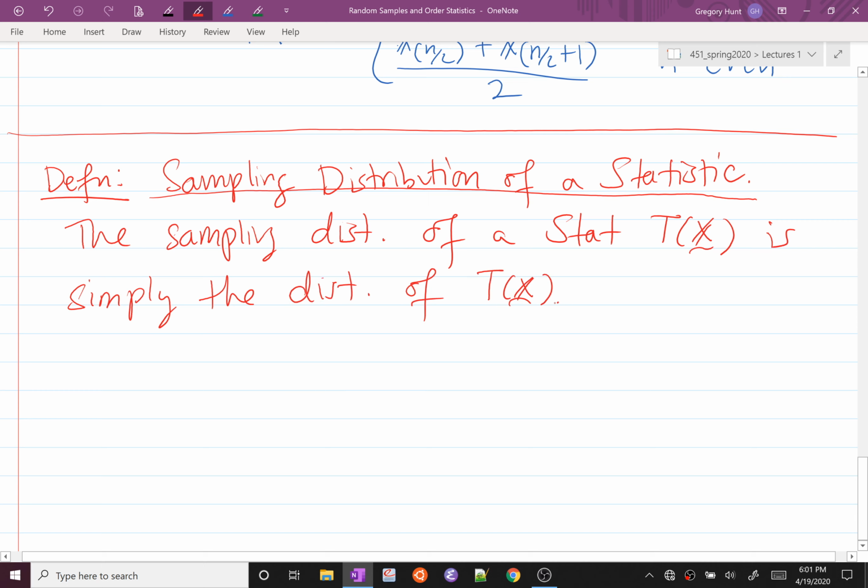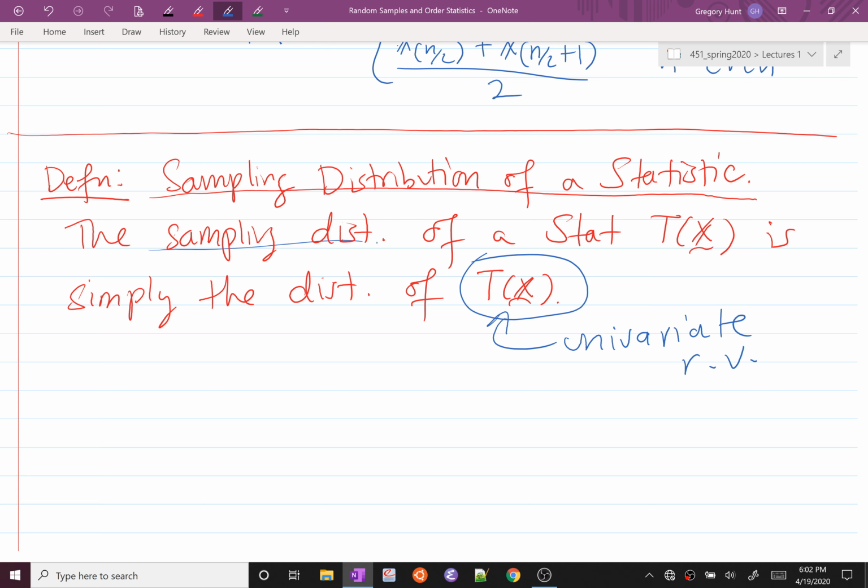When you get to advanced statistics courses, you don't really use the word sampling distribution. You just know X tilde is a multivariate random variable. T of X tilde is a function of that. So this thing is a univariate random variable. The whole T of X is univariate, and so it has a distribution. Often in introductory stat courses we call that a sampling distribution, but it's just the distribution of T of X.